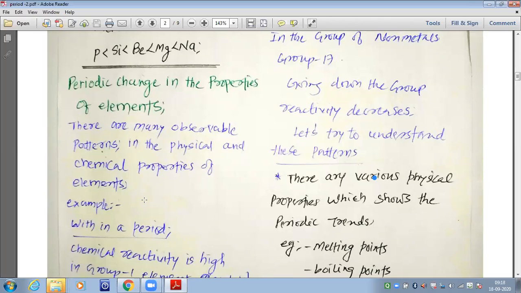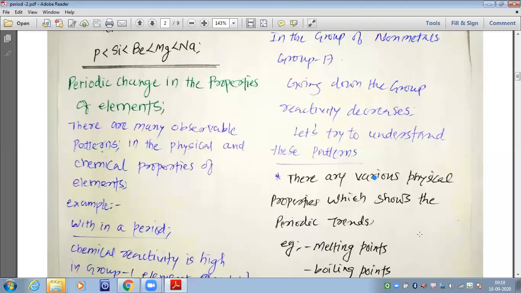So when we call the group, we actually call them family also, because they are very similar to each other. And why are they similar to each other? Because their valence electrons are almost the same. They have the same number of valence electrons, and that is why these elements are similar to each other. So there are many observable patterns in the physical and chemical properties of the elements.